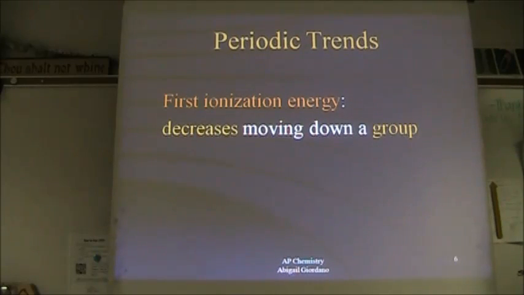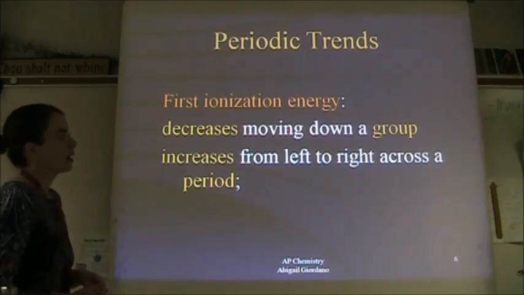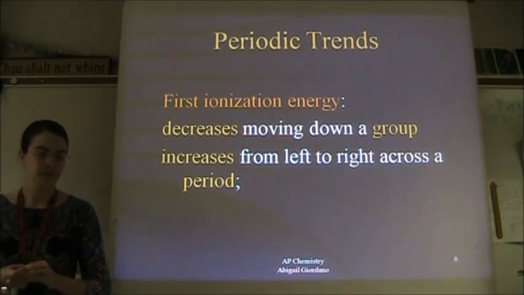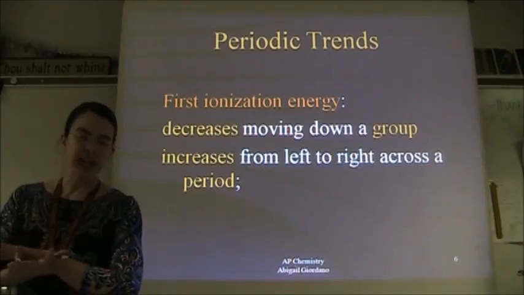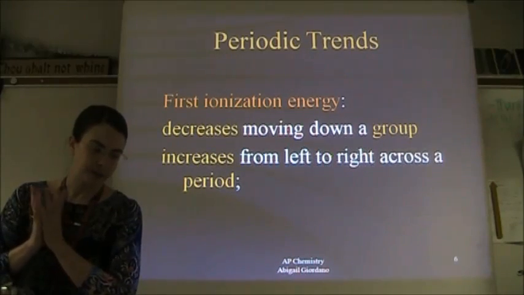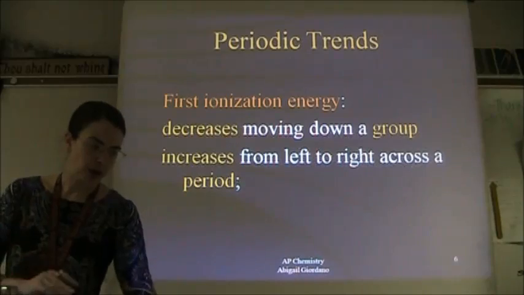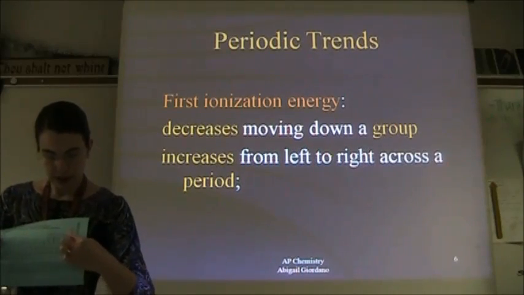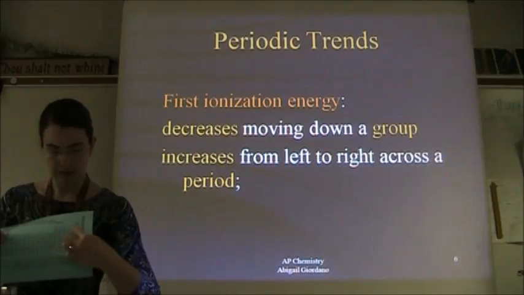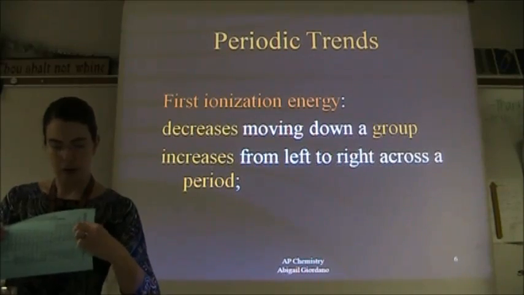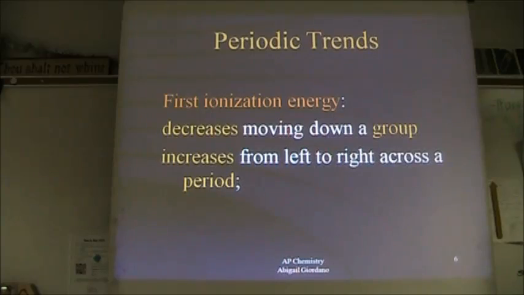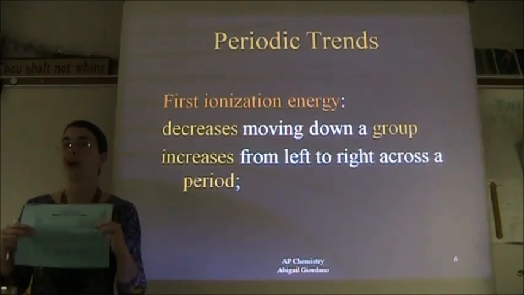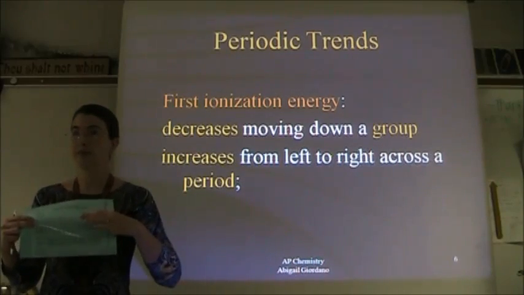Okay. How about left to right? You come across a statement on the test that says, let's say we're comparing aluminum to chlorine. Okay? Aluminum to chlorine. And the statement says chlorine has a higher ionization energy. And your job is to explain why chlorine has a higher ionization energy than aluminum. Okay?